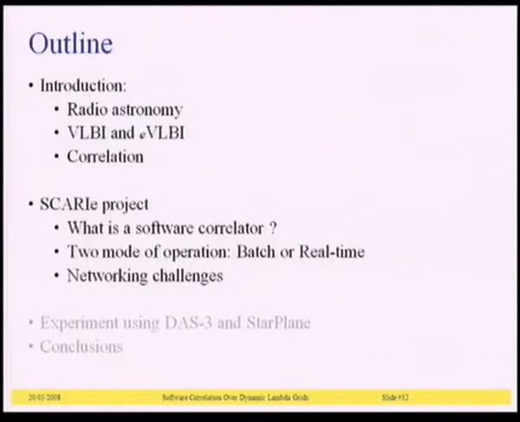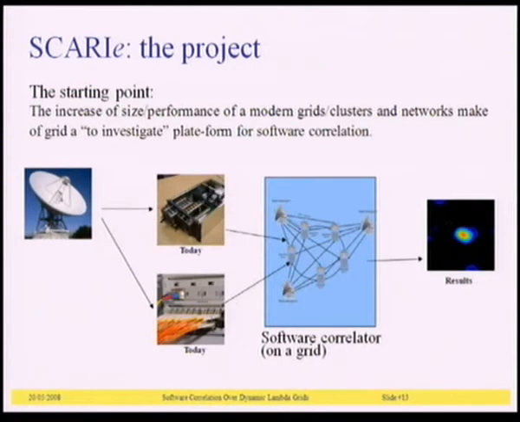So now the SCARI project. In the SCARI project, our starting point was that currently grids are more and more efficient, and the network is also more and more efficient. And so it starts to be interesting to see if we can replace the hardware correlator, which is a relatively complex piece of specifically made hardware, by a complete software implementation of the correlation.